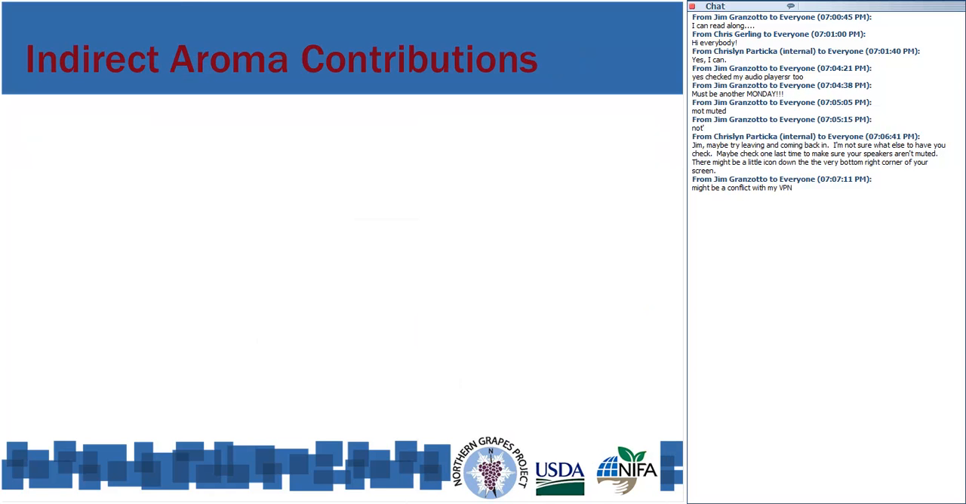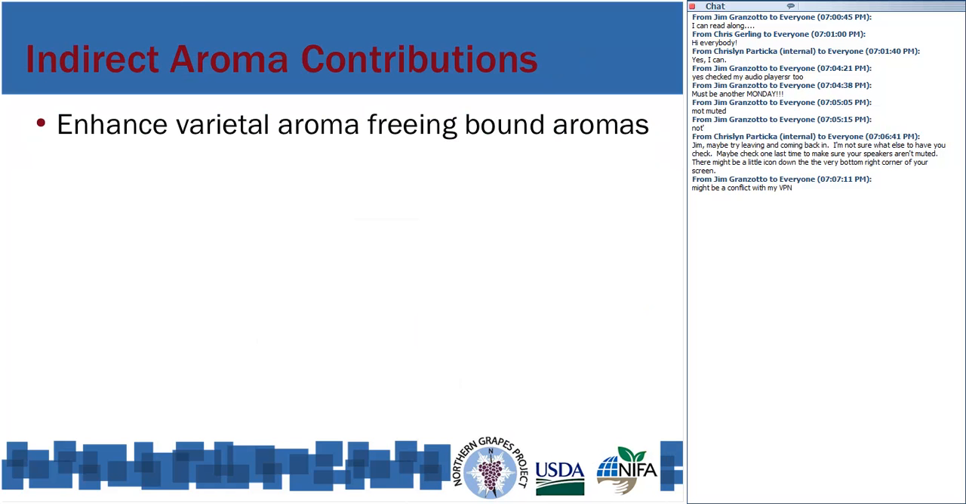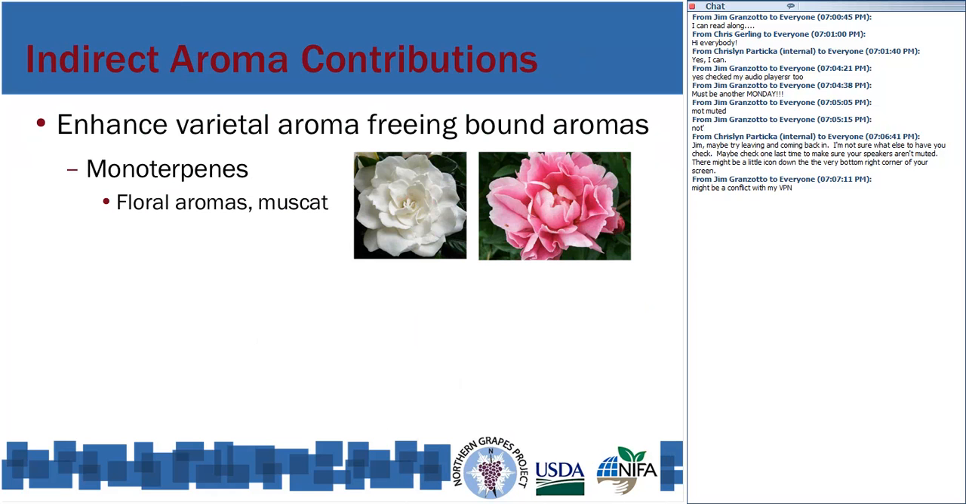And there are a lot of indirect aroma contributions by yeast as well, which are probably some of the more important contributions. One of these is that they enhance varietal aroma by freeing some of the bound aroma compounds in grapes. One class of these aroma compounds is called monoterpenes, and these are very floral aromas. They'll smell like rose or lilac, and they're in high abundance in muscat varietals or other aromatic varietals. If you eat muscat, you can actually taste these aromatic compounds in the grape, and it's what makes muscat type grapes taste so yummy and have this floral aroma.